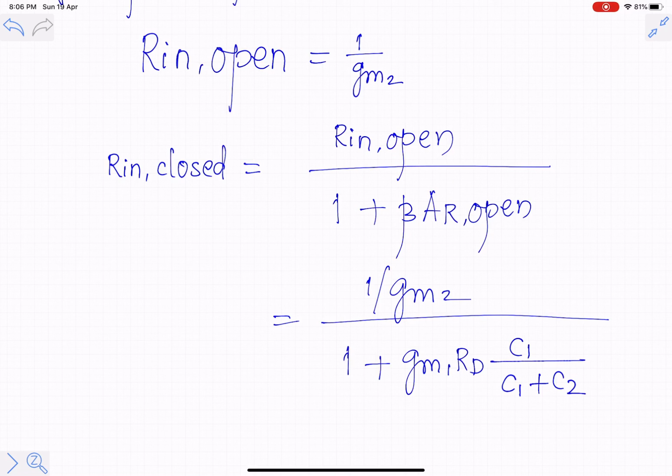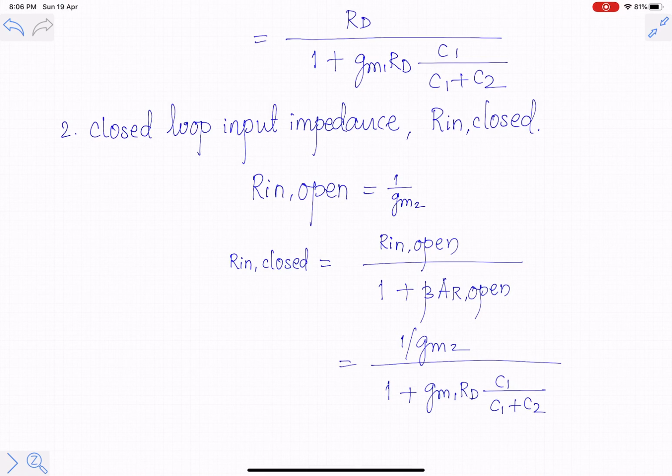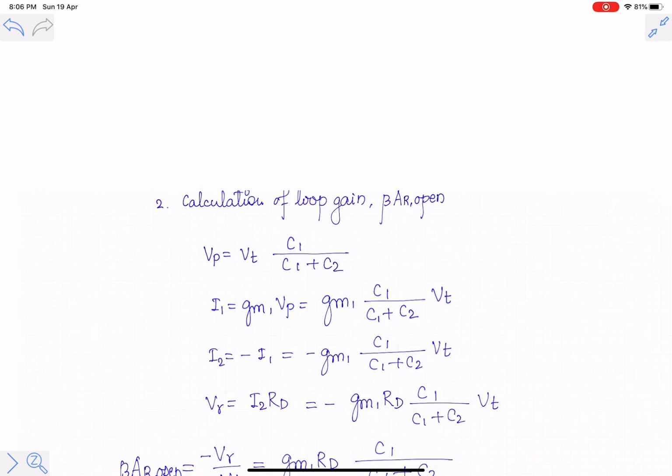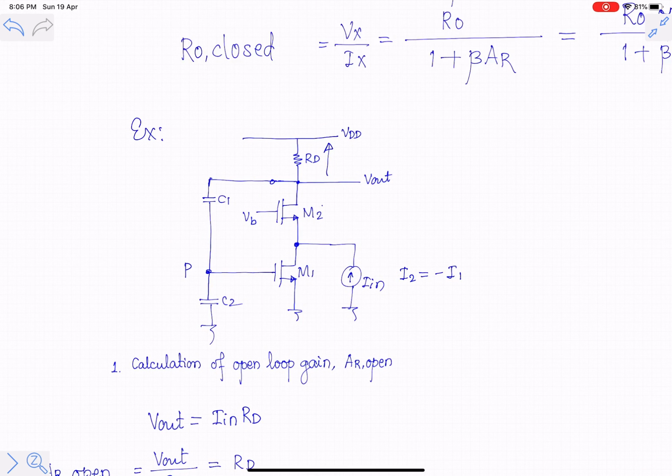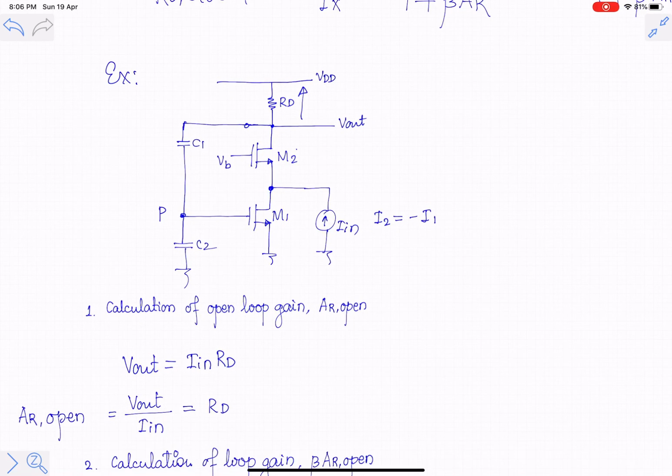Okay, so we got R in open, and we know that the output impedance in this case is equal to RD. When the output quantity is a voltage, the ideal value of the output impedance is 0. Now in this case the output impedance is RD, with feedback it will be RD divided by 1 plus loop gain. So I will not solve it again, we know how to write it. So RD divided by 1 plus loop gain will be the closed loop output impedance.